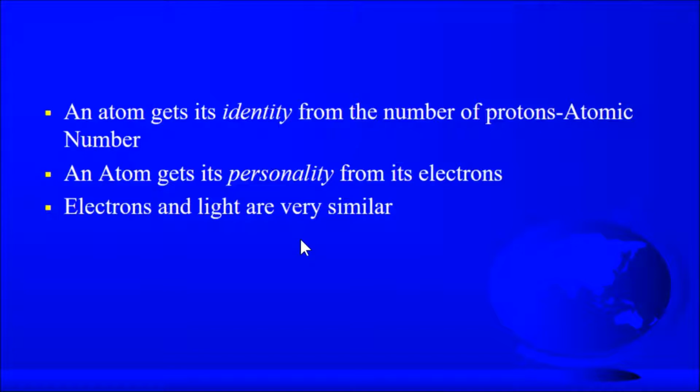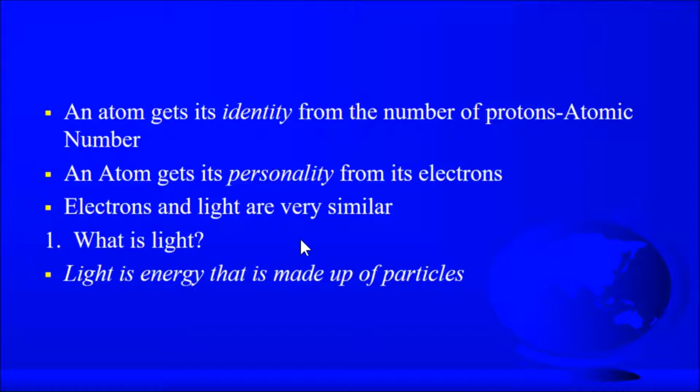We're going to stop thinking about electrons for the moment, and we're going to think about light. But why, Mr. Marino, are we thinking about light? Because light is weird too. And light we understand a little bit better. So, what is light? Light is energy that is made up of particles. Now write this down and think about it a little bit, because this statement really doesn't make any sense.